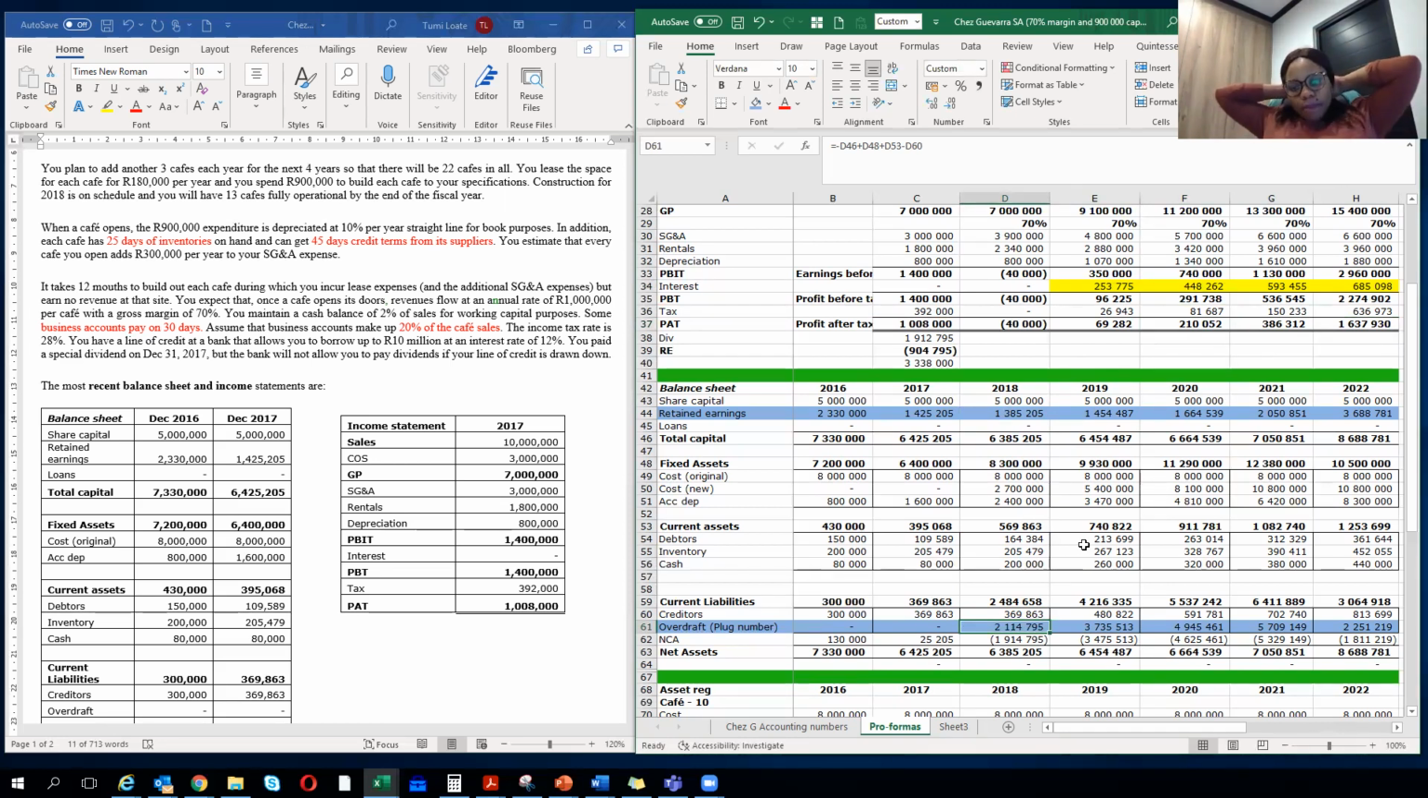Okay, it's quite a complicated way of thinking about it, but if you work through these Excel numbers, it should make sense, because your interest needs to pull from the overdraft, but the overdraft is the balancing figure that you first need to calculate in your balance sheet.